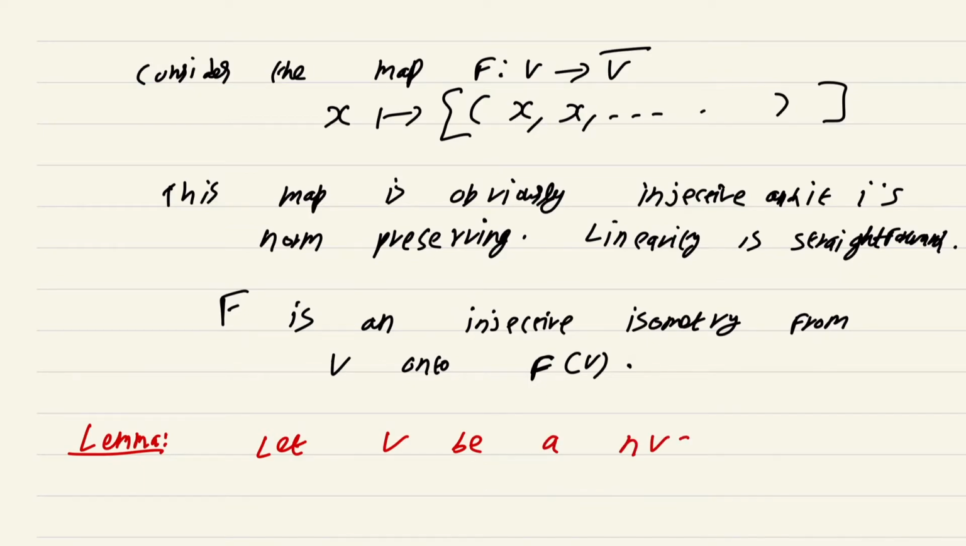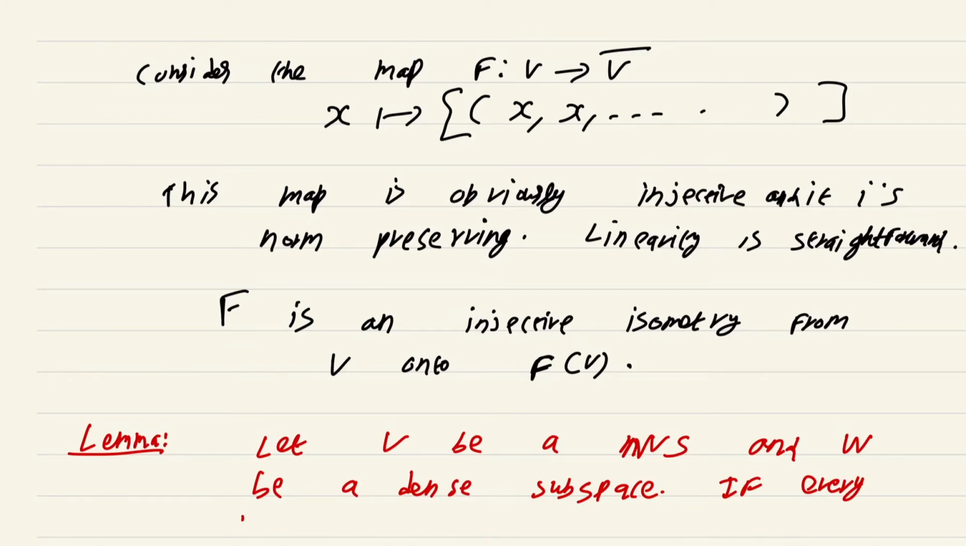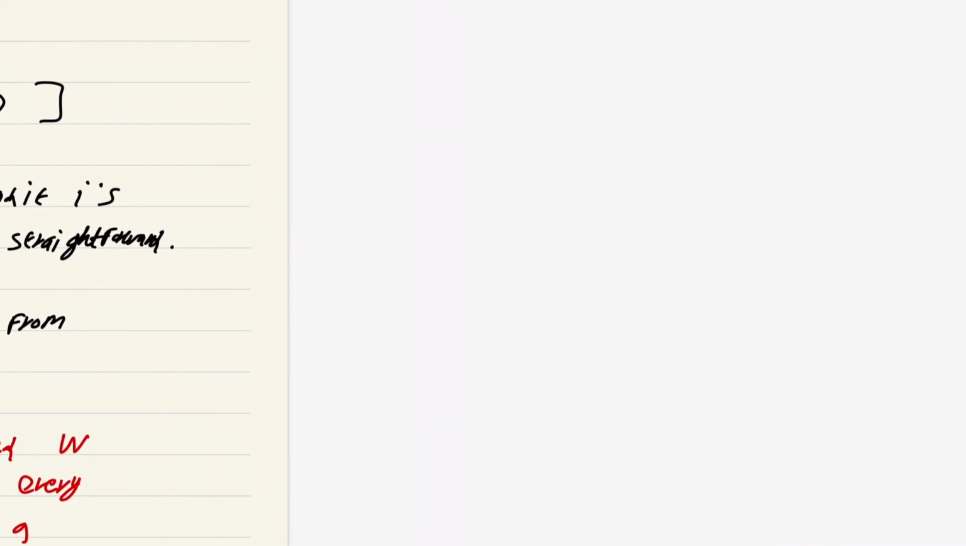I'm just going to abbreviate it as NVS, and W be a dense subspace. So it's a subspace of V whose closure is equal to V. Okay, if every Cauchy sequence in W has a limit in V, then V is complete.